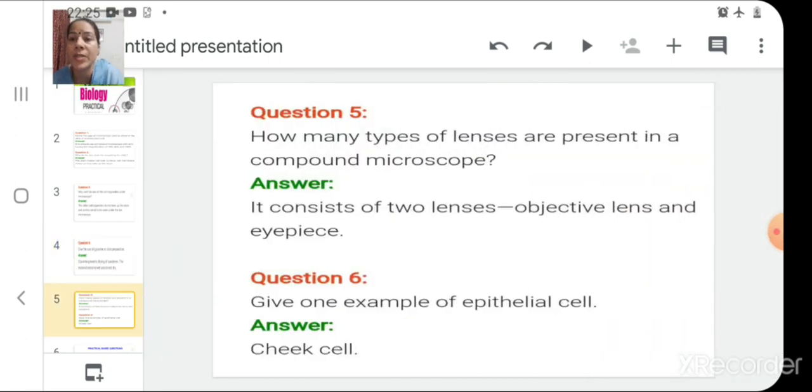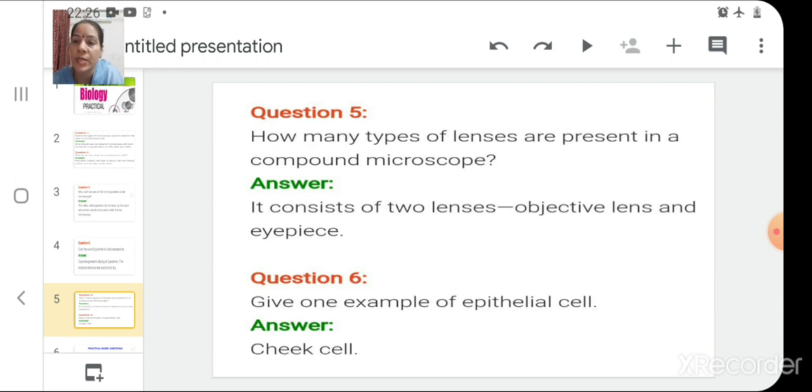Now the next question is, how many types of lenses are present in a compound microscope? There are basically two types of lenses present in a compound microscope. The first is the objective lens, and the second is the eyepiece. So there are two different types of lenses in a compound microscope.